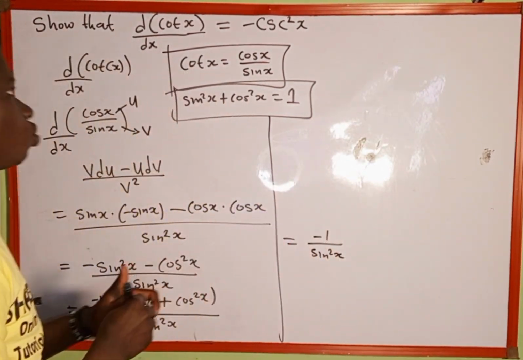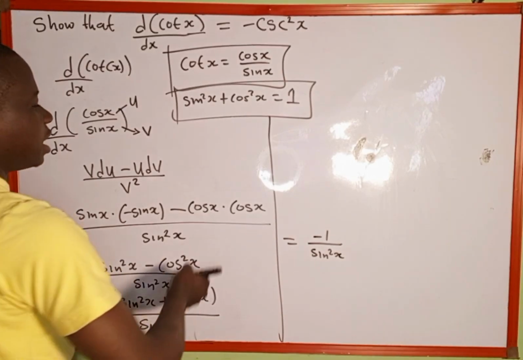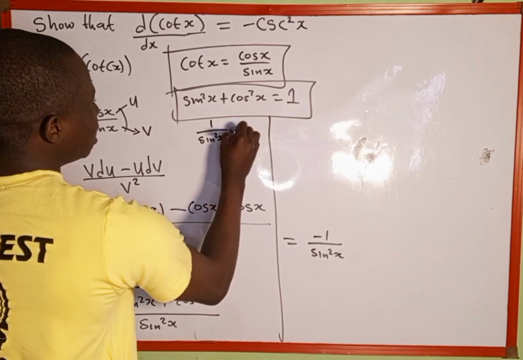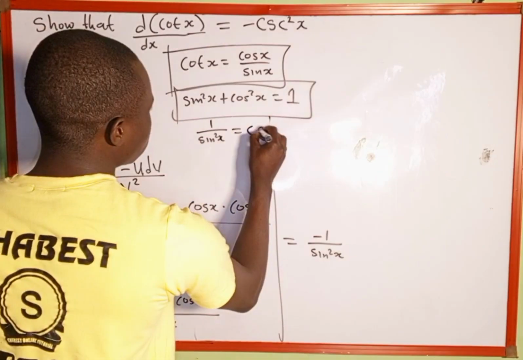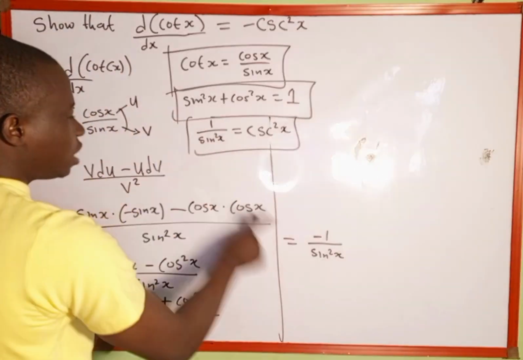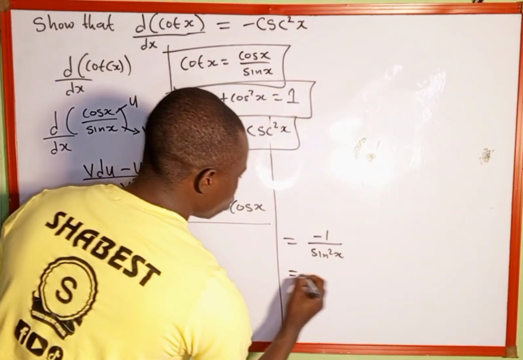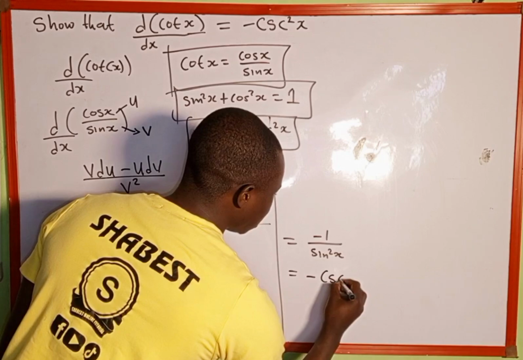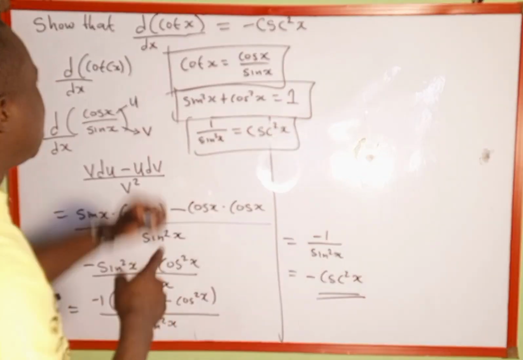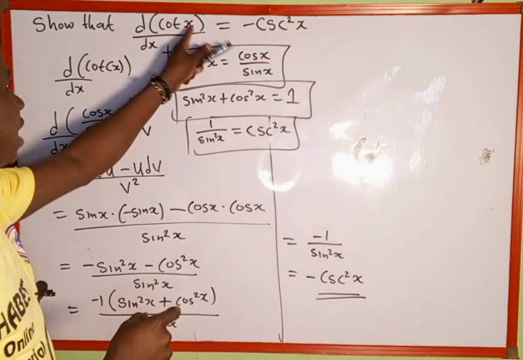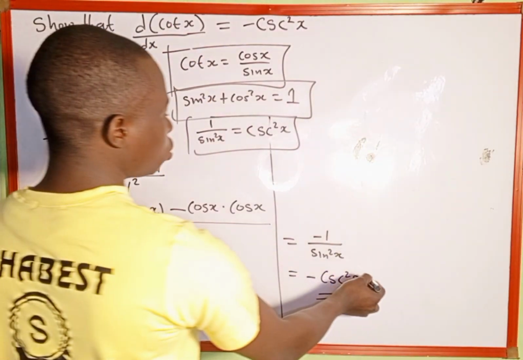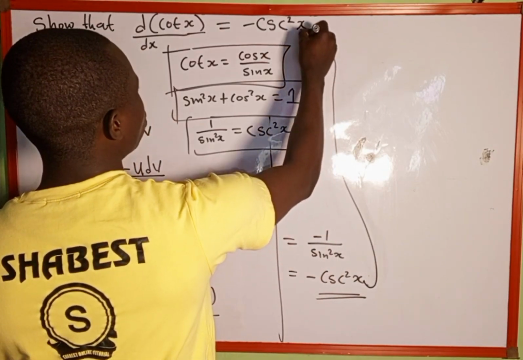The next thing we are going to recall is from trigonometry identity again: 1 all over sine square x is the same as cosecant square x. So therefore, -1 all over sine square x is going to give us negative cosecant square x. So we have successfully shown that the derivative of cotangent x with respect to x, the left hand side of this equation, is the same as minus cosec square x.